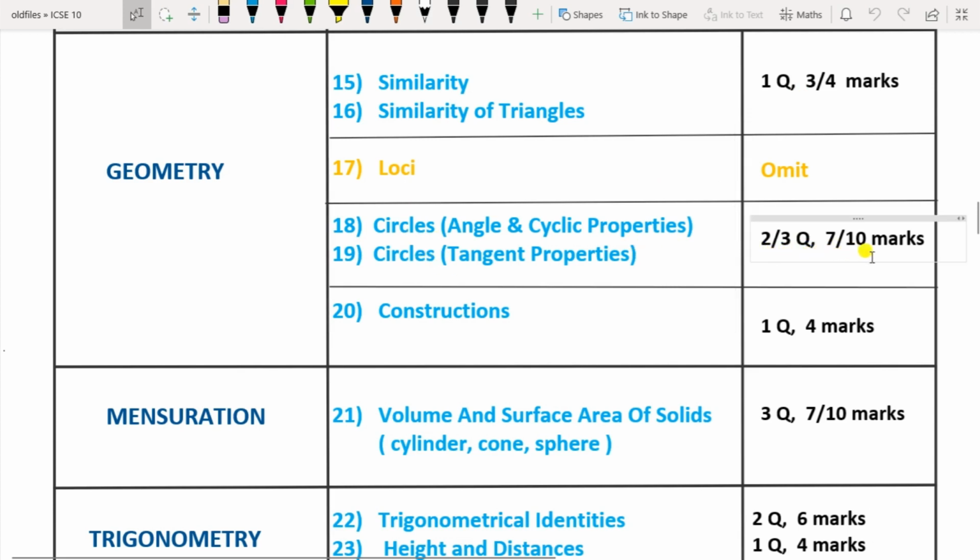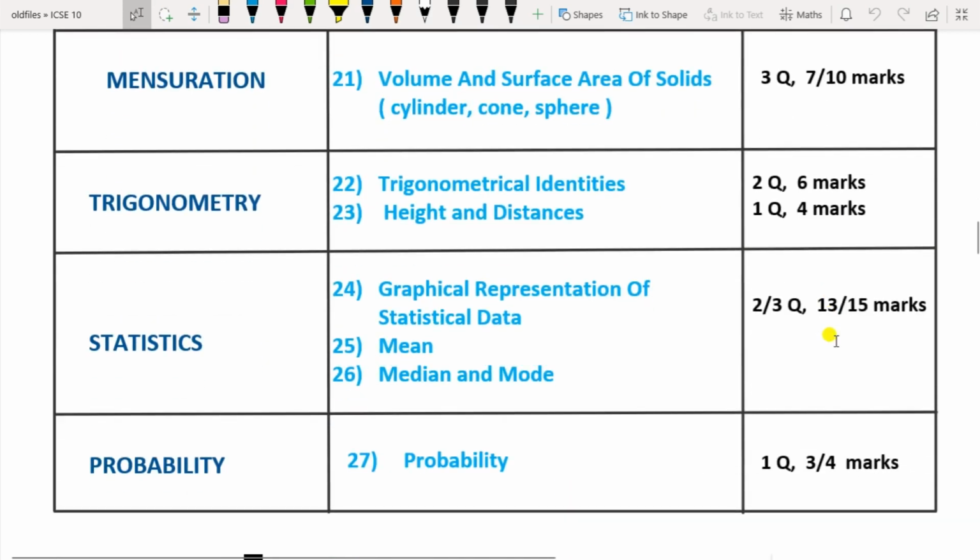So 2 to 3 questions for 7 to 10 marks can be asked, dependent on the tangent and secant, chord, okay. Then construction of circle is there, lesson 20, and a construction can be asked for 4 marks. Lesson 21 is about area, surface area and volume of cylinder, cone and sphere, that is mensuration. So 3 questions for 7 to 10 marks can be asked.